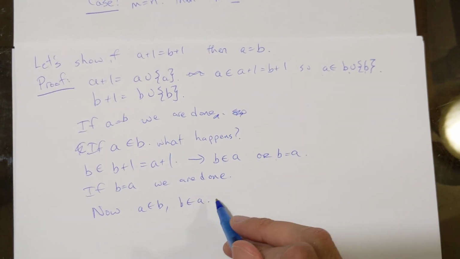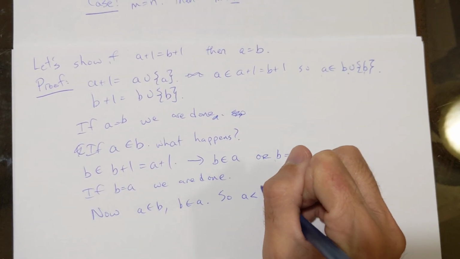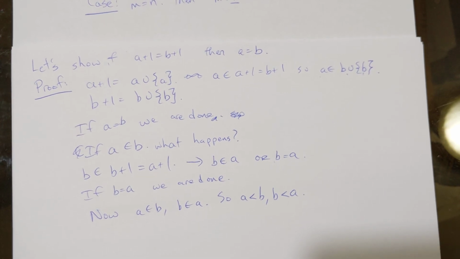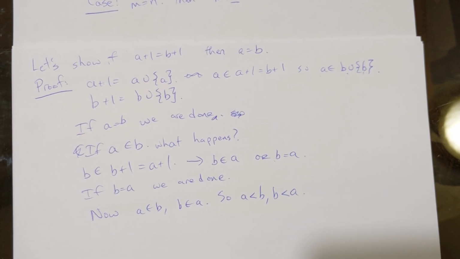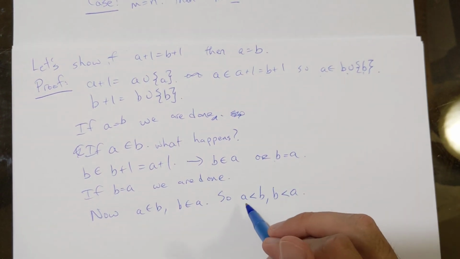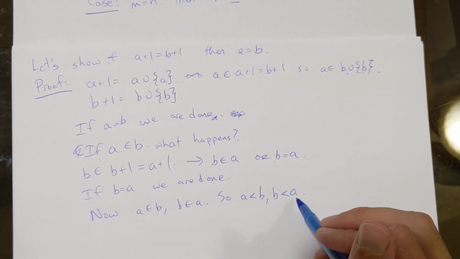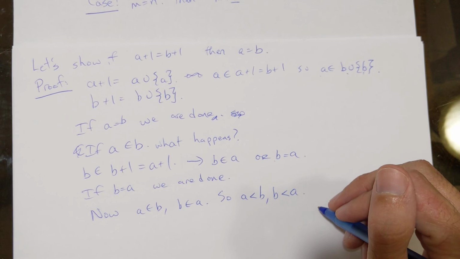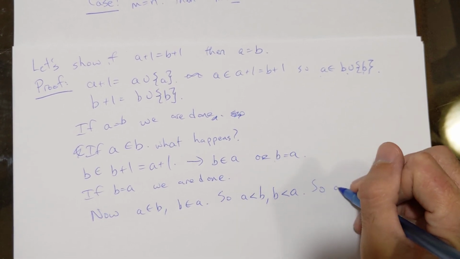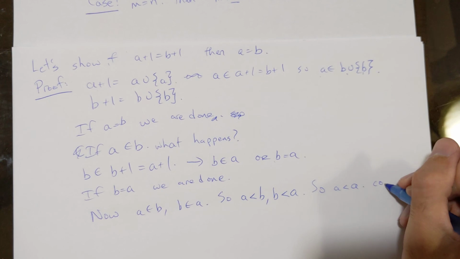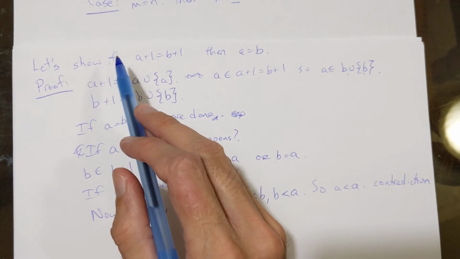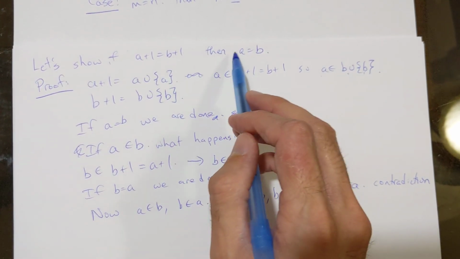We write this in terms of less than. This actually gives us a contradiction in several different ways. By transitivity, we now see that a is less than a, which is impossible, a contradiction, which we proved in class. And that concludes the fact that if a plus 1 equals b plus 1, then a equals b.